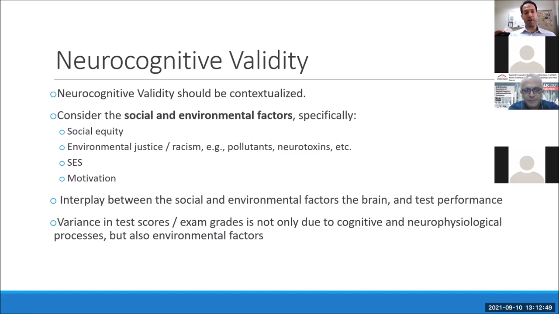Finally, variance in test scores or exam grades is not only due to the cognitive and neurological process, but certainly due to environmental factors as well, because no matter what we do, we can explain, if we're very, very lucky, only up to around 40% of the variance in test scores by referring to the neurophysiological processes of test takers. The rest is not explained. And I believe we should do some rigorous research. I haven't seen any research about this that takes into account social and environmental factors and factors them into the equation.